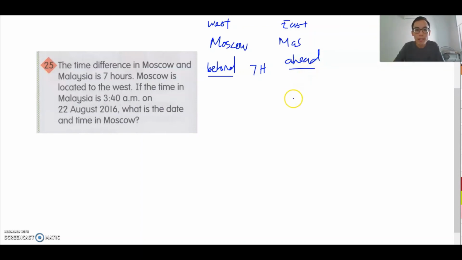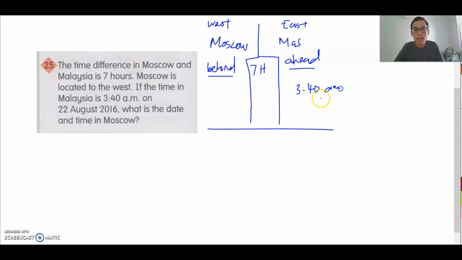Okay, we draw the line here so it's clear. If the time in Malaysia now is 3:40 AM on 22nd August 2016, what is the date and time in Moscow? So here you have to decide, do you plus 7 or do you minus 7? Now we can test. If we plus 7, 3:40 becomes 10:40 AM.